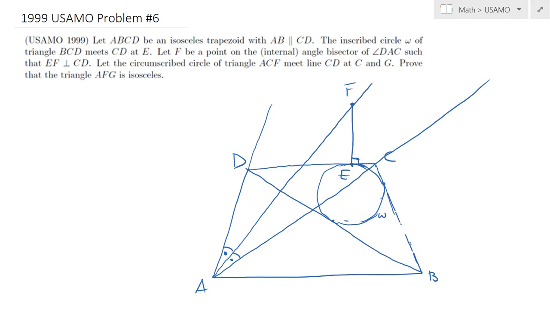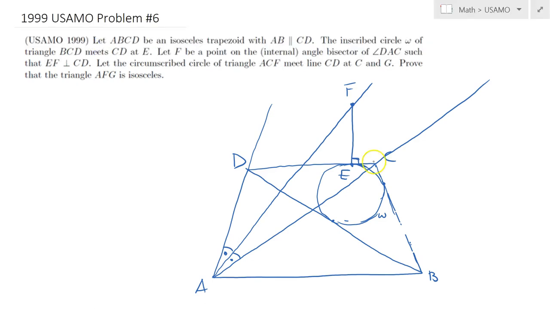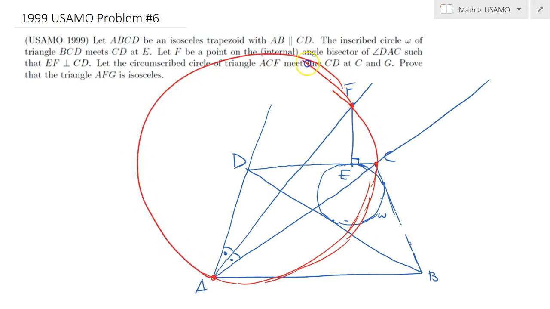Let the circumscribed circle of triangle ACF. Okay, so that's a challenge already. Let me use another color, I guess. Let's use the red color. I need to draw the circumcircle of A, C, this point here, and F. Yeah, so I'm just drawing a random circle here, actually. So like that, and something like that.